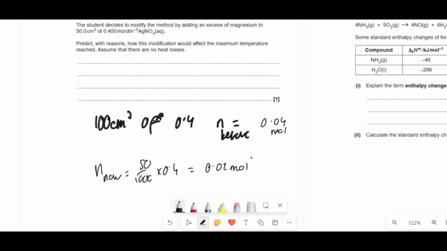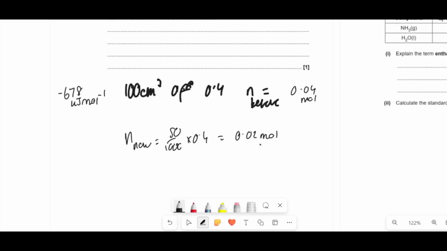So the enthalpy change before that they gave us was, where was it on the question? Minus 678 kilojoules for every mole we had. So every single mole, we gave out that much energy, right? So they've told us now that we've got half of the moles. So in theory, this delta H should be halved as well. Because every single mole of this AgNO3 gives you minus 678, but now we've halved this. So whatever this was, that gave you that, must have been half of that.